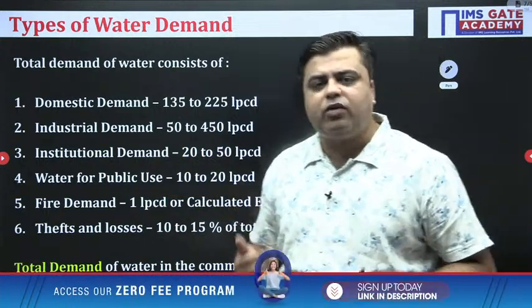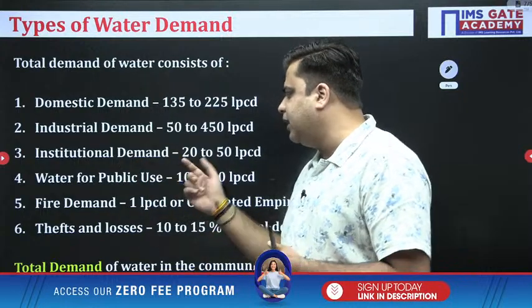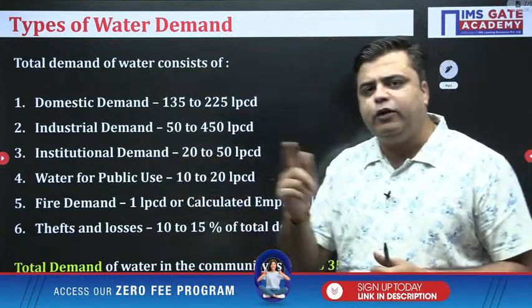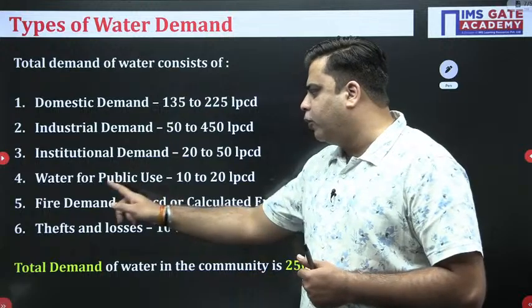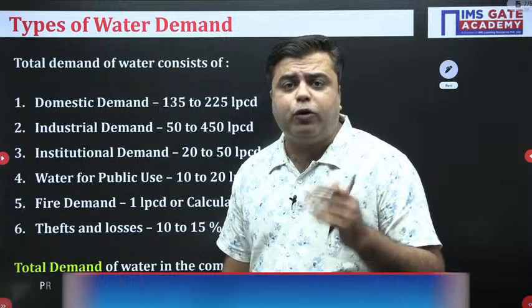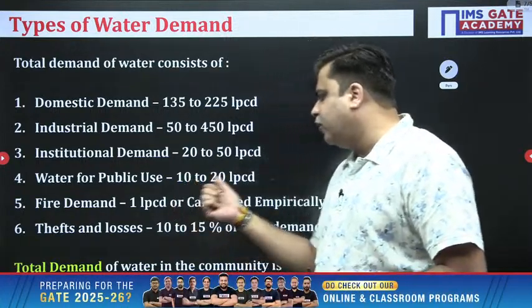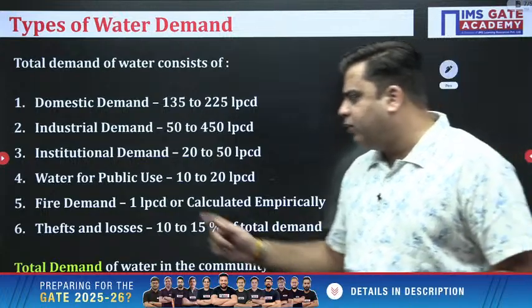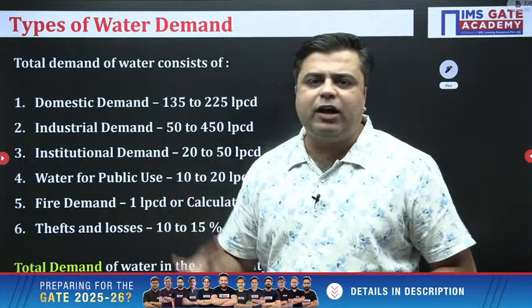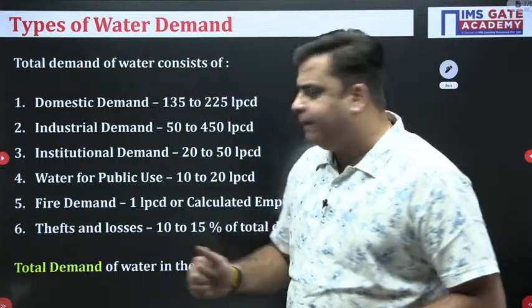So the water required in the community by the different institutes of the community comes under institutional demand, varying in the range of 20 to 50 LPCD. Then you have water for public use. Now that is the amount of water required for road cleaning purposes, for gardening the public gardens, varying in the range of 10 to 20 LPCD. Then you have fire demand. So if any fire outbreak happens in the community, then the amount of water required for firefighting comes under fire demand.